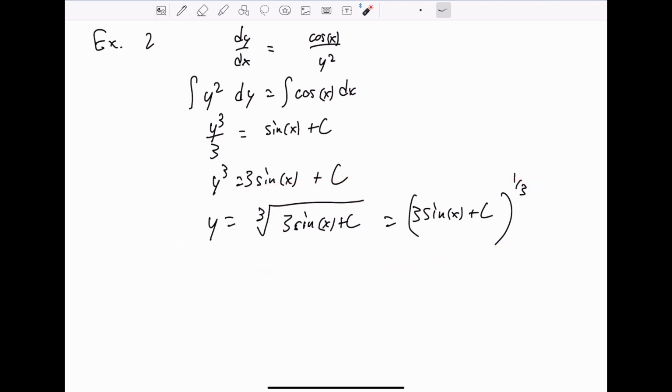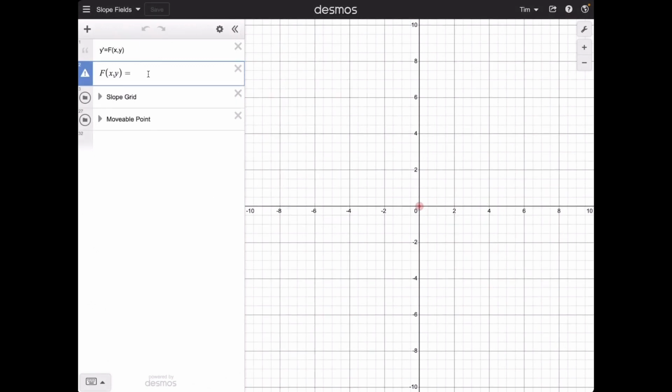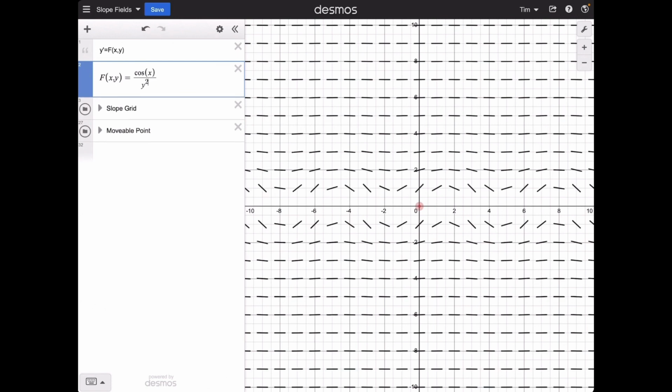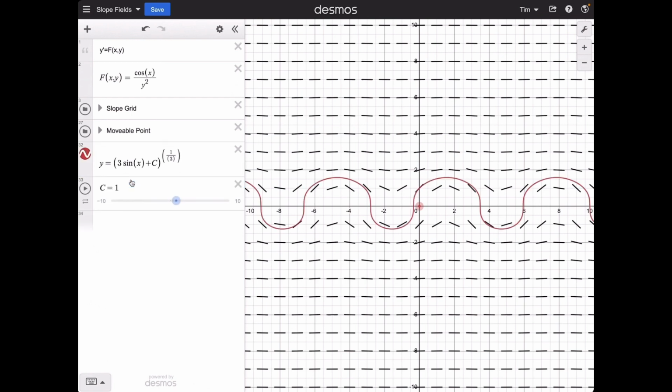This slope field actually looks really, really neat, and the solutions are pretty crazy. So let's take a look at this in Desmos. So here's our Desmos slope field plotter, and we are looking at the differential equation cosine of x divided by y squared. So there's the slope field, and we found that the general solution here is y equals 3 times sine of x plus c all raised to the 1/3 power. And let's add a value for c here. So there is a specific solution.